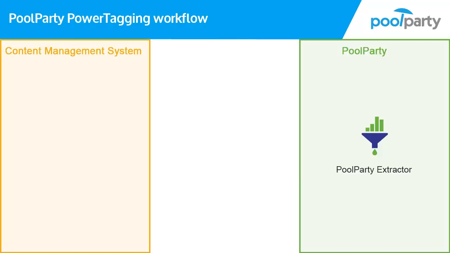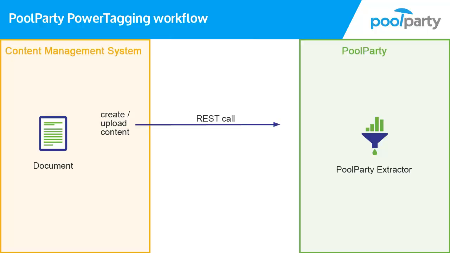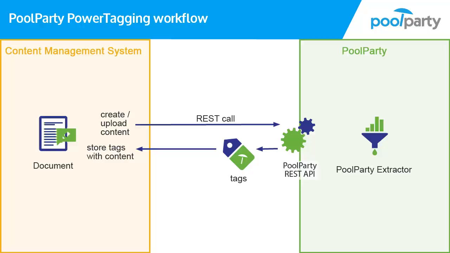Let's briefly review the power tagging workflow once again. The process starts with the user uploading or creating content in your content management system. Your content management system will automatically trigger a REST call to the PoolParty API. The PoolParty extractor will return a list of tags. Optionally, you can also get back additional information, such as tag labels, top concepts, or free terms. Your content management system will store these tags.